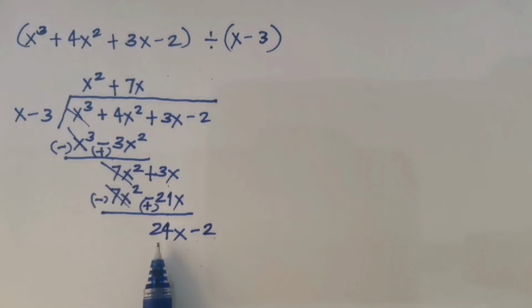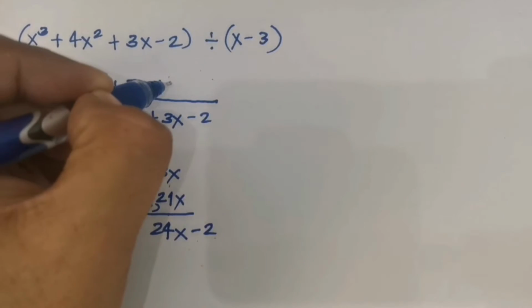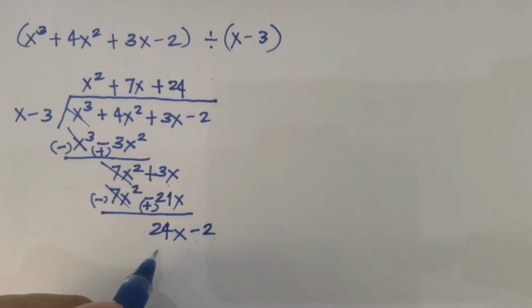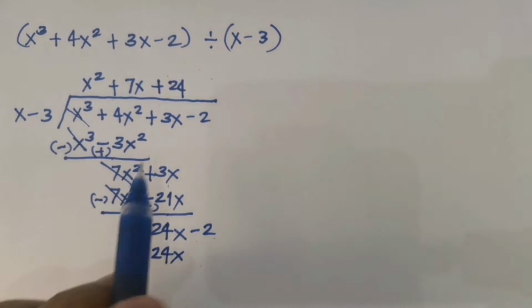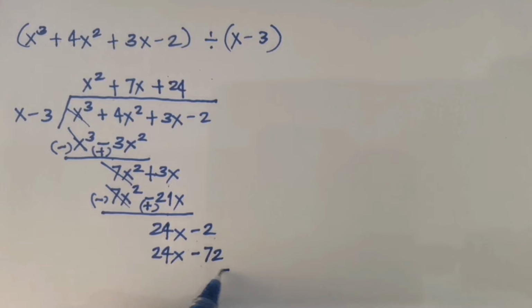Go back again with the first step. 24x divided by x is positive 24. Then multiply. 24 times x is 24x. Multiply again 24 by negative 3, that is negative 72. Subtract. Change the sign, negative, this one becomes positive. Cancel out, that is 0. Then negative 2 plus 72 is positive 70.